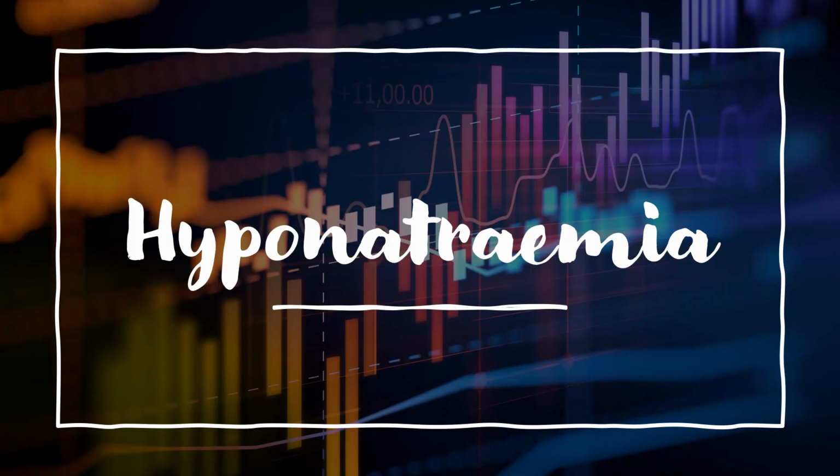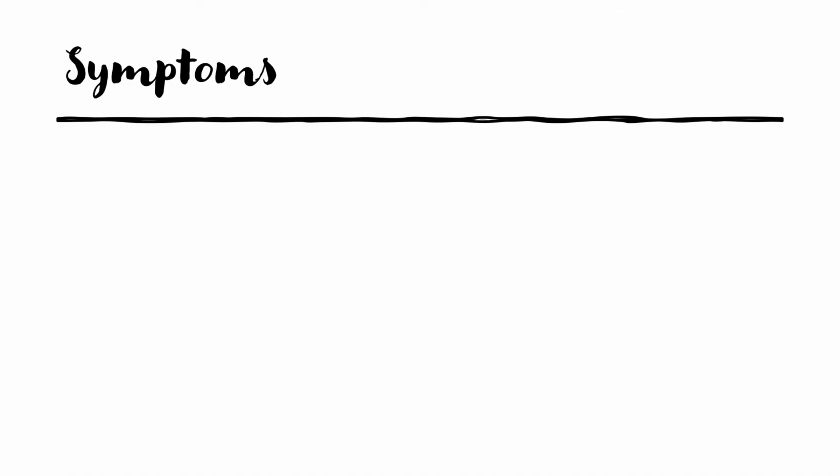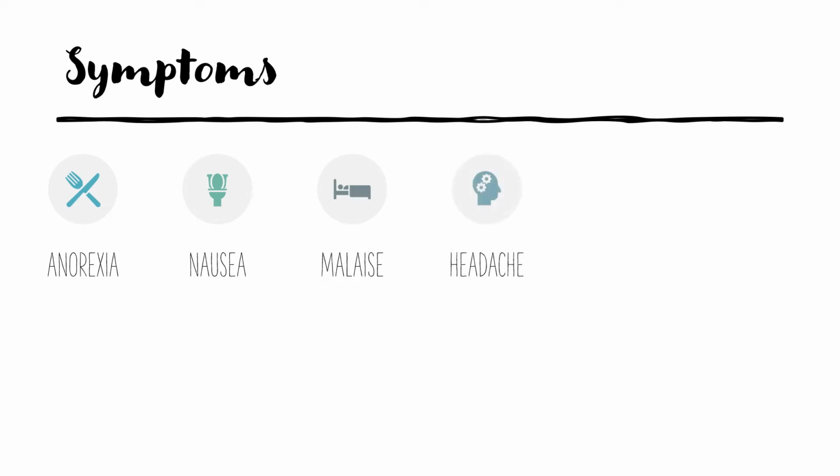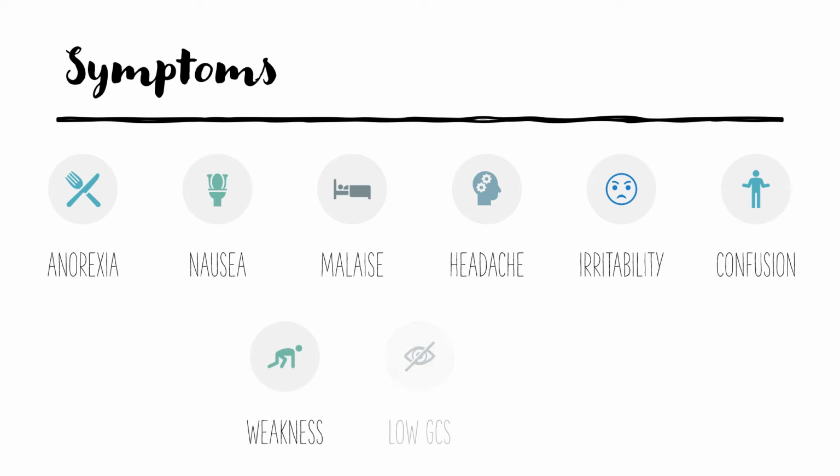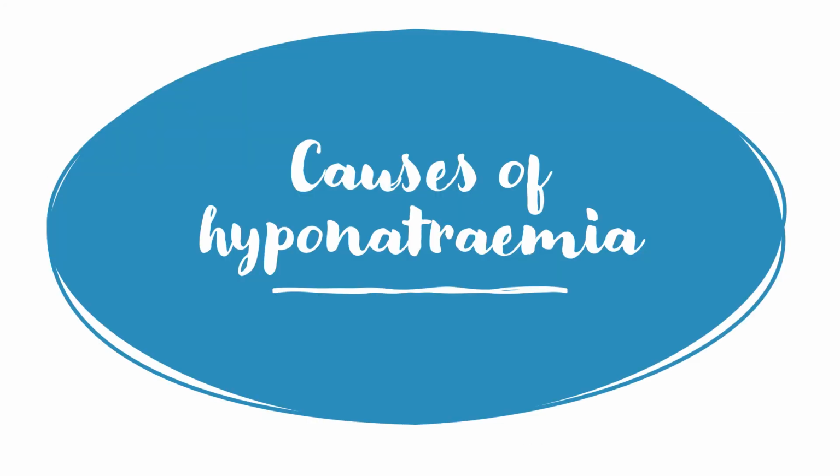Let's look at the other end of the spectrum, hyponatremia, so that's low blood sodium levels. In these patients, we're looking for signs of anorexia. The patients may complain of nausea and malaise at the beginning, followed by headache, irritability, confusion, weakness, reduced consciousness, and seizures. So what causes hyponatremia?